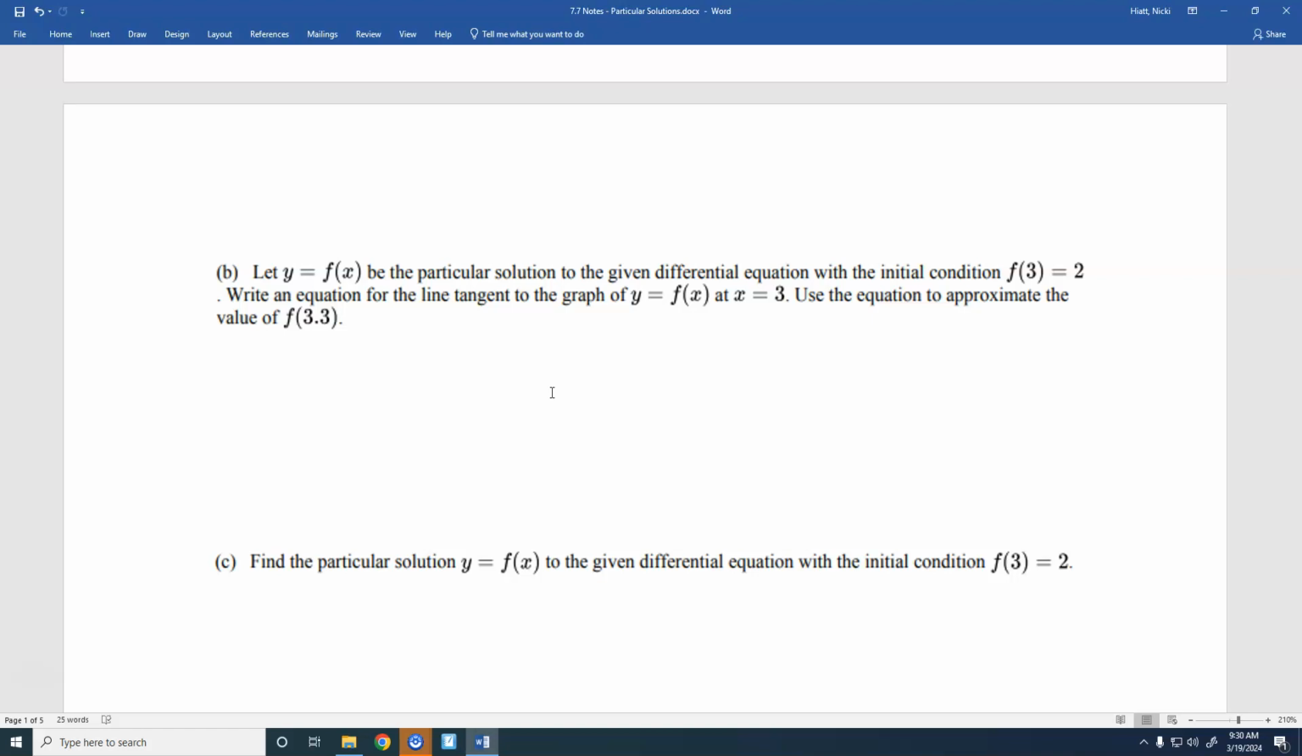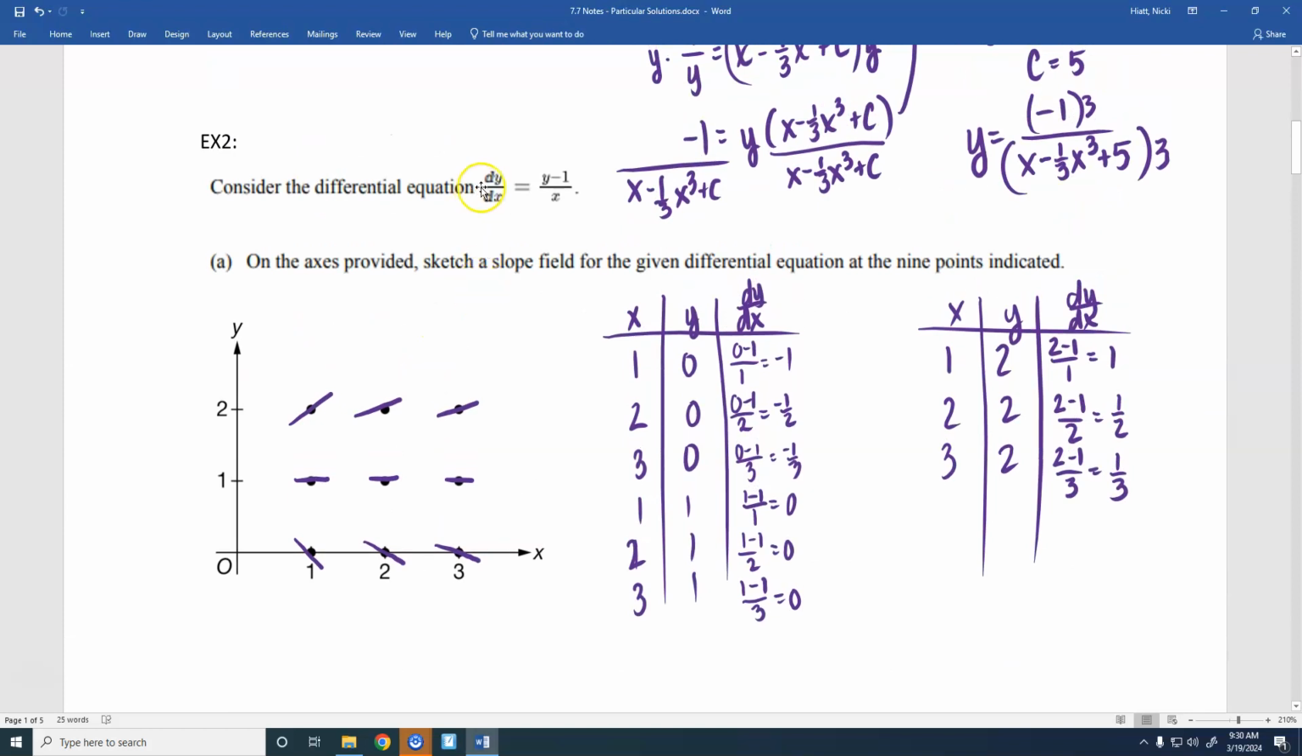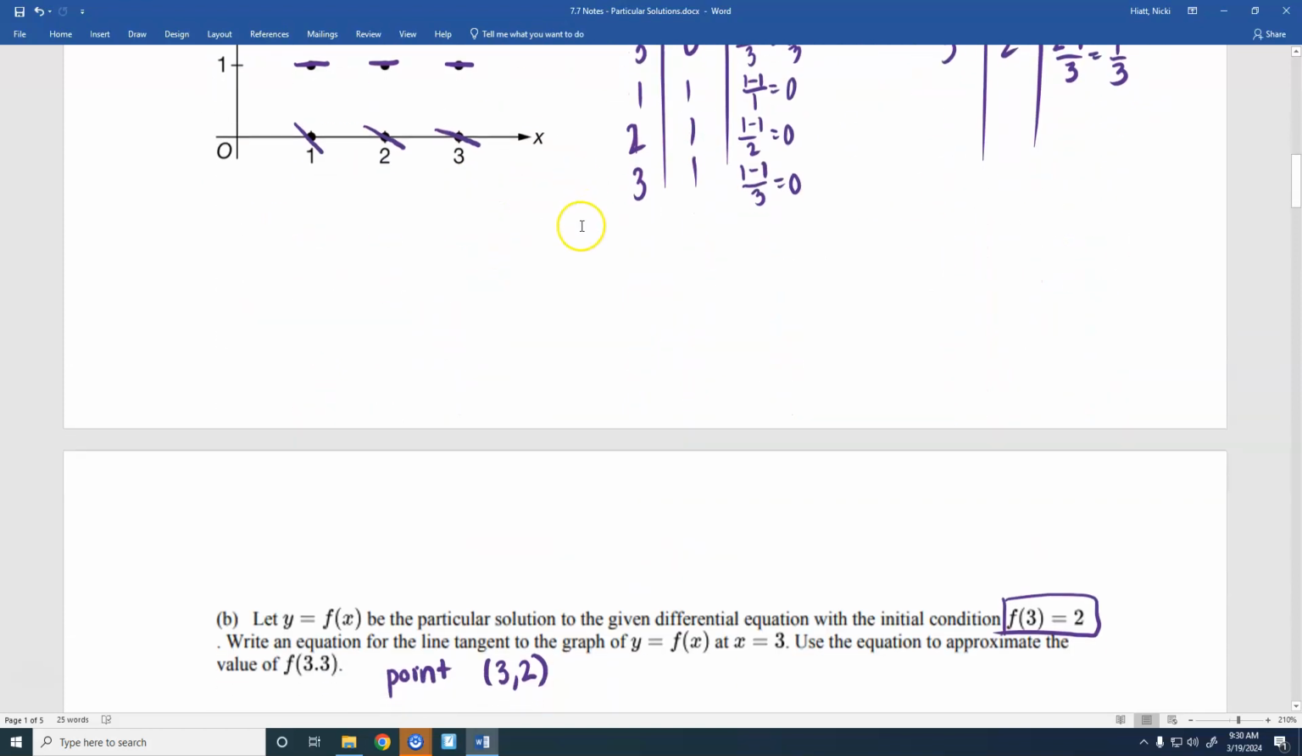For a tangent line problem, you need 3 things. You need a point. What is the point for this one? 3, 2. Okay, we get that from right here. We need a slope. The slope is the derivative. The derivative is your differential equation here: dy over dx equals y minus 1 over x.